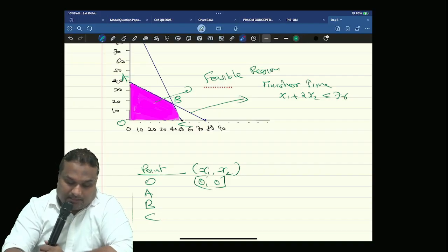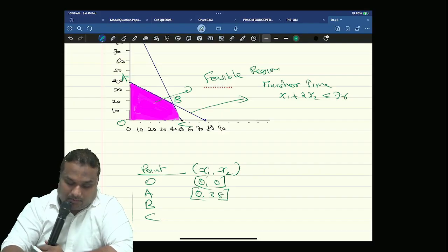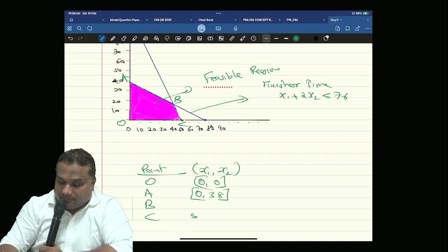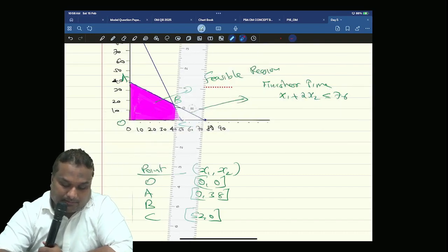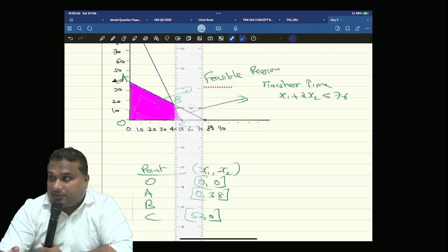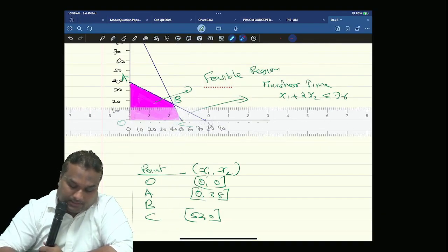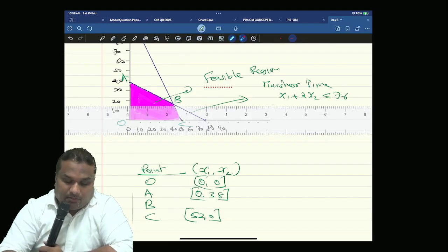At A, this is 0, 38. At C, this point is 52, 0. What about this point? There is a technique. Put your scale to this point, and you will get 44 and 16 over here. I will tell you how to find out that point.